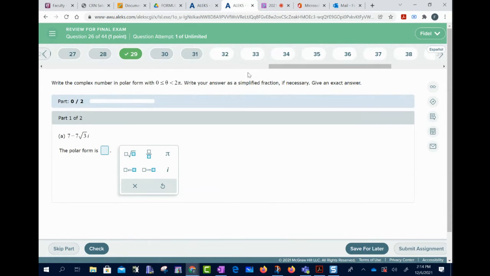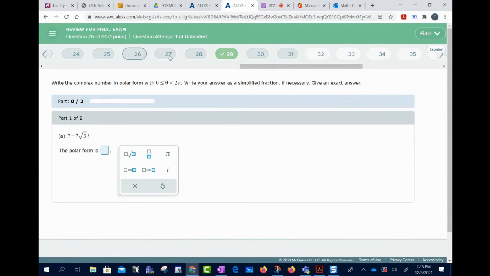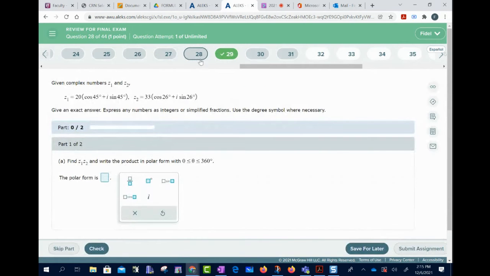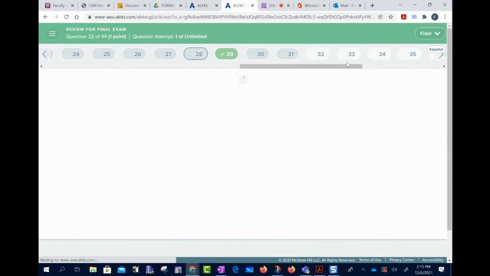Let me see. Where was that? 27 maybe. See, but these are complex numbers, right? We're not talking about vectors, right? You see what I mean? So the CIS is when you have complex numbers, not when you have vectors.